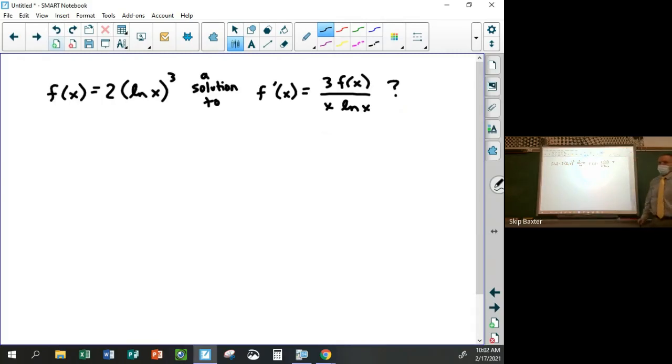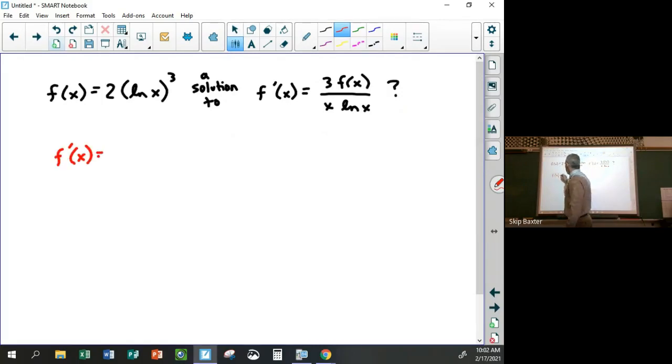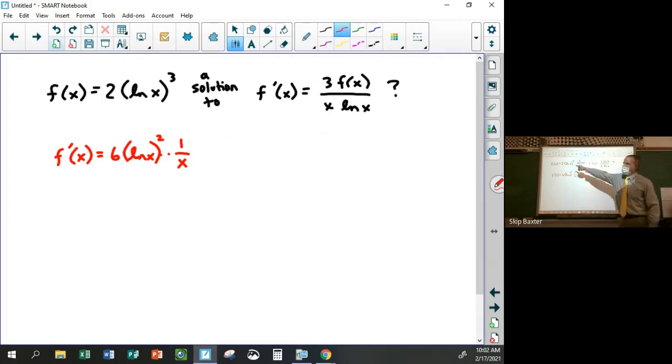Same process. I'm going to do some differentiation. First, I'm going to rewrite this. f prime is going to be 6 times ln x squared times 1 over x, right? That's the derivative of that using the chain rule. And let's just see if this is equal to the same thing. I'm going to replace f of x with what we're saying it is. This would be 3 times 2 times ln x cubed over x times ln x.